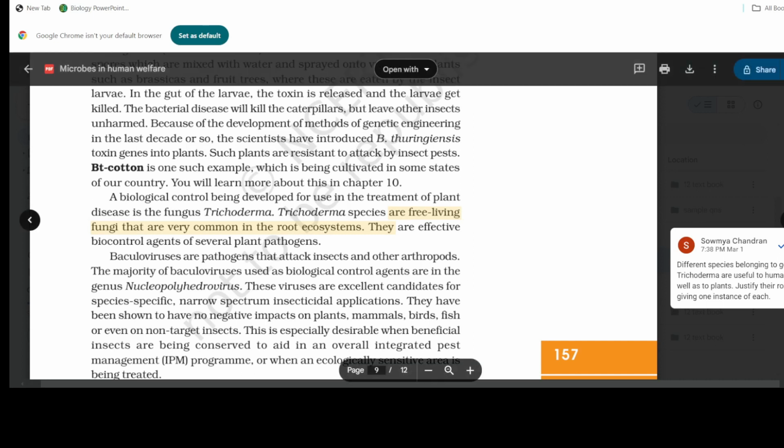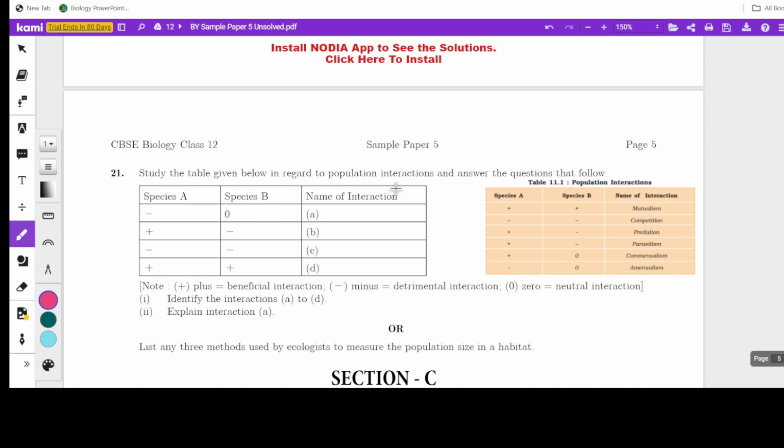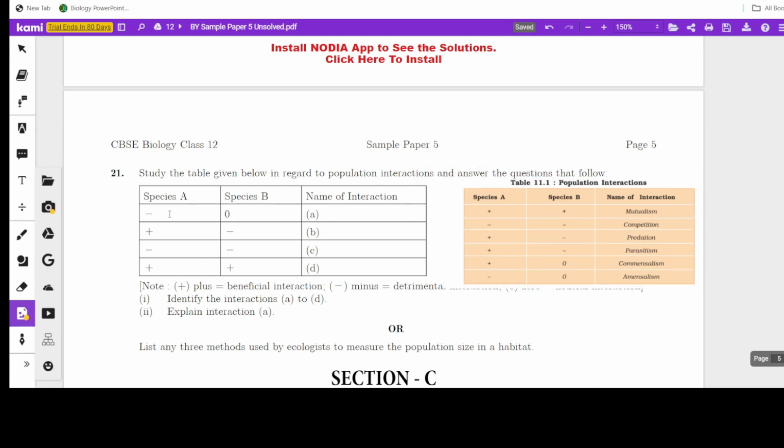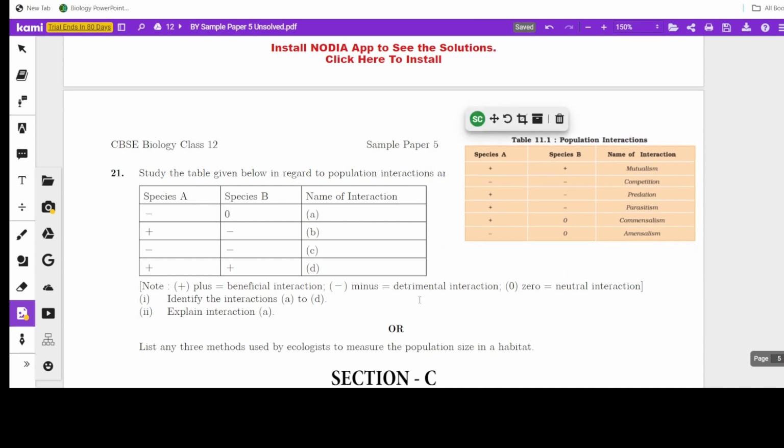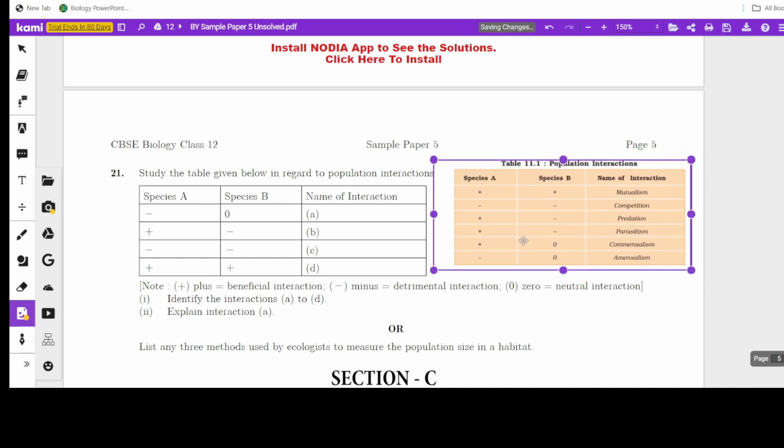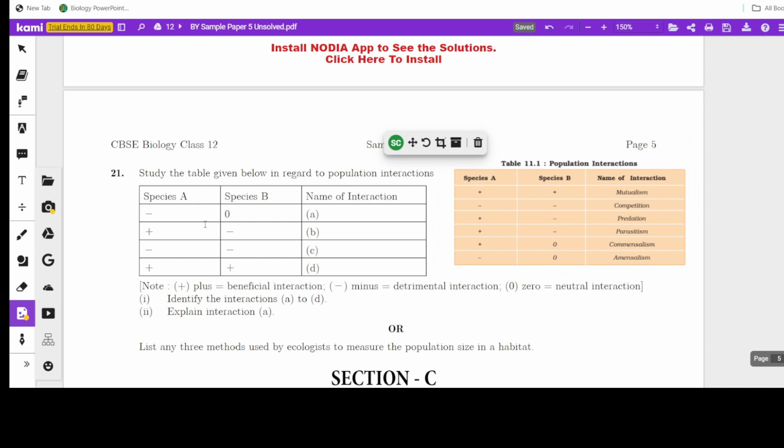Now let's go to the next question. Study the table given below in regard to population interaction and answer the questions that follow. So the same table is given. Let's maximize it. Species A: what they have given, minus, means they have an impact. See, they have given the key here. Minus means detrimental interaction, some harmful effects. Beneficial is plus. Negative, minus, is some harmfulness. And 0 is no use, neither beneficial nor harmful. It's neutral.